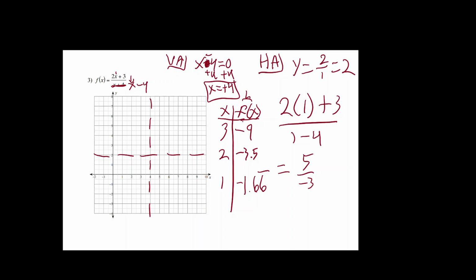So at 1, we go down -1.66. So a little bit between -1.5 and -2. At 2, we go down to -3.5. That'll be about right there. And for 3, negative 9. When x is equal to 3, negative 9. Because I screwed up on this, it'll be all the way down there. So just connect your dots, and bam, there you go. Now let's try out the right-hand side.